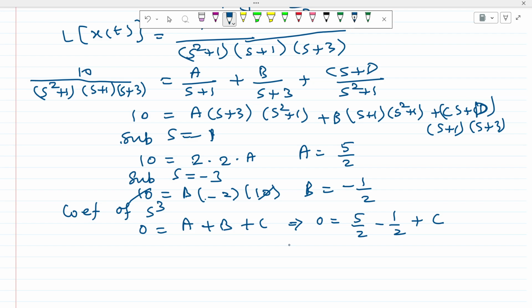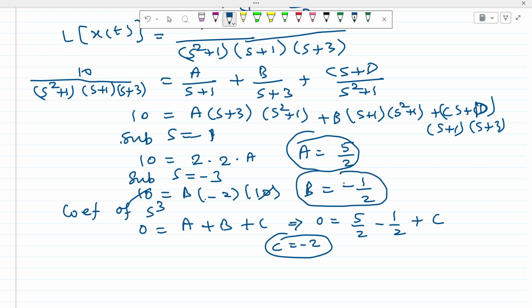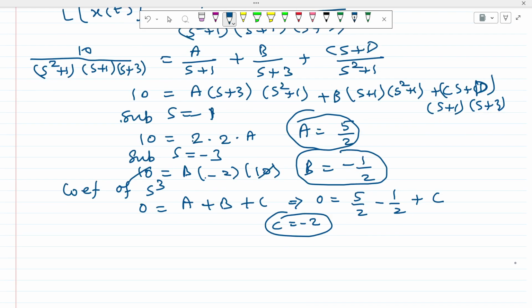C equal to minus 2. Say a is pi by 2 here, b is minus 1 by 2 here, and then c equal to minus 2. Only one is remaining, d.